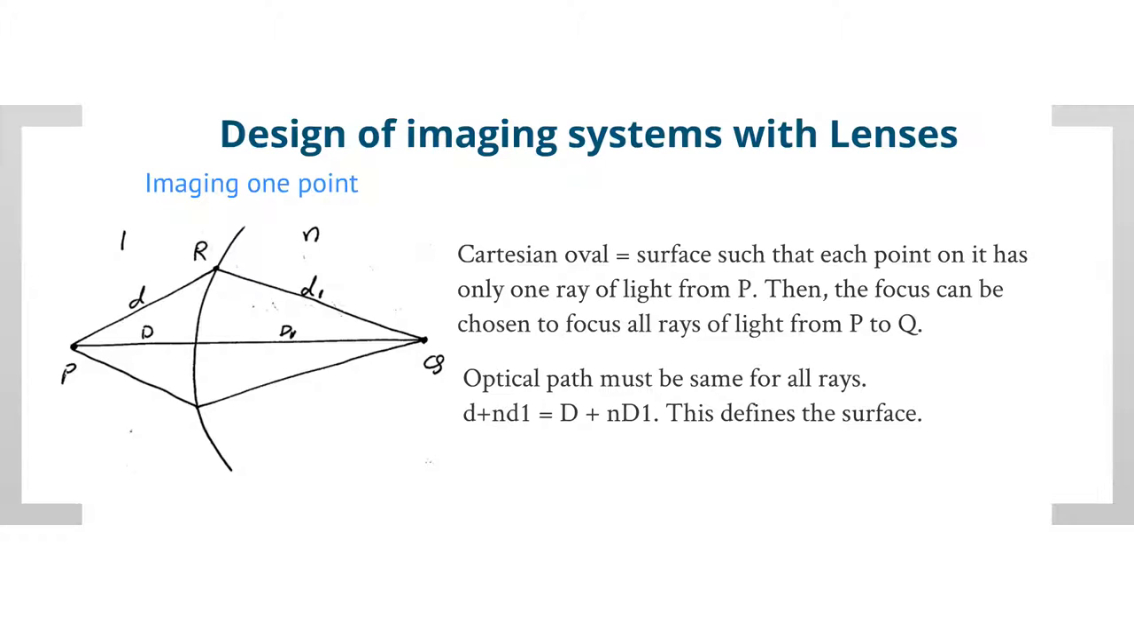Anyway. Assuming that the concept is correct, the conclusion we need to draw from here is that with one surface that I can control, I'm able to take rays from one point and allocate them to another point. And the question arises, what if I have another point P prime here? And I want to do the exact same thing.